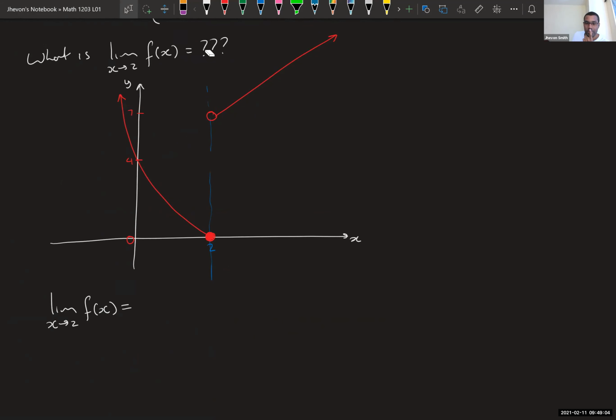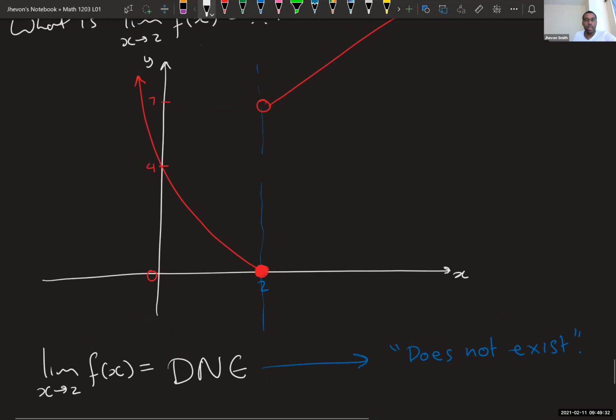Is it undefined? Undefined, yes. There is no answer to this question. Now, when it comes to limits, we don't say the word undefined. The phrase we use is does not exist. The limit does not exist, and we write DNE, which stands for does not exist. There is no unique, unambiguous answer.